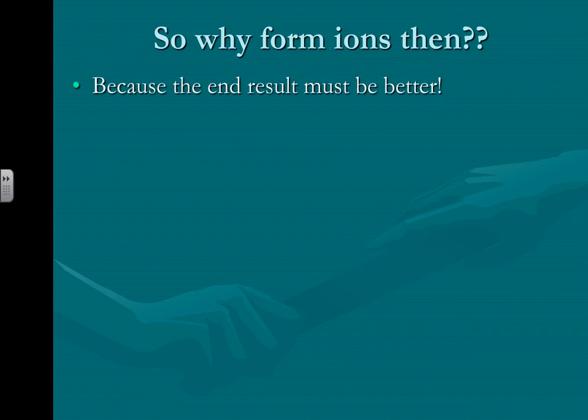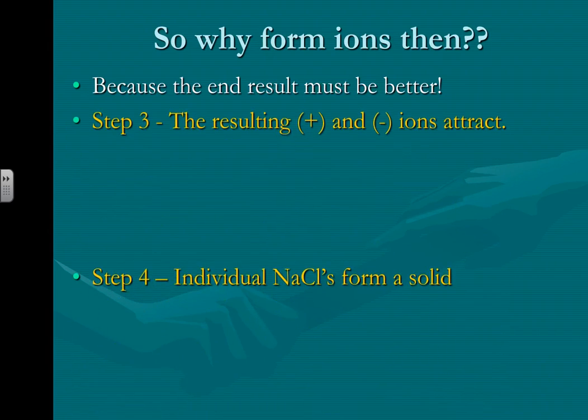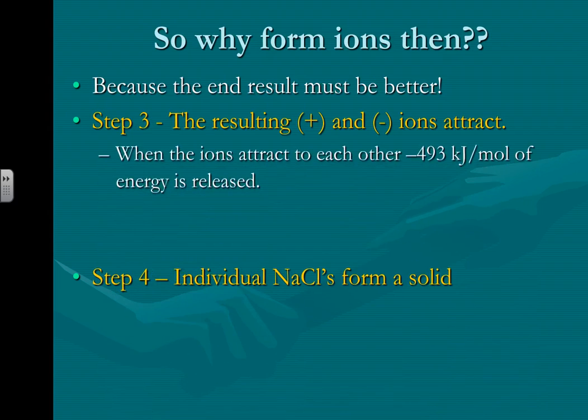So even though we've had to put a little bit of energy in, we still have the ability to go one step further. So step 3 is going to be the attraction of the positive and the negative ions that we've just created. And then we will also move on to step 4, which is actually going to put the individual sodium chloride compounds in a big block, like think a big solid block of salt, and that will be the last step. So in step 3, we will attract the ions to each other, and notice the number here. We will release 493 kilojoules per mole.